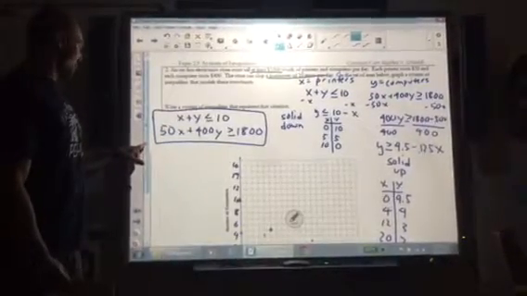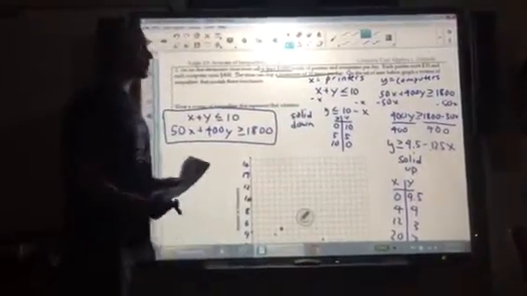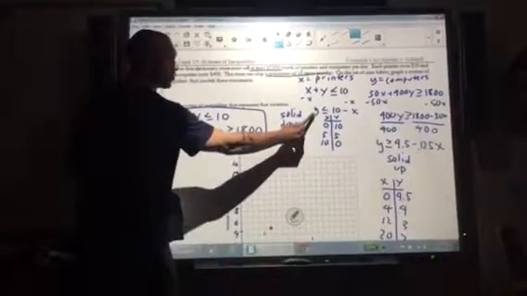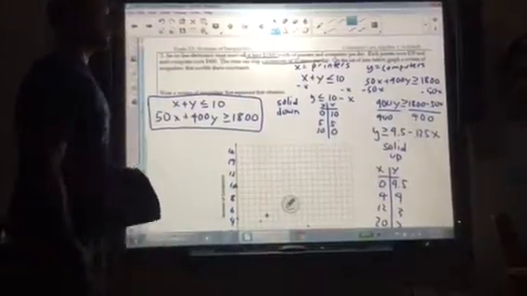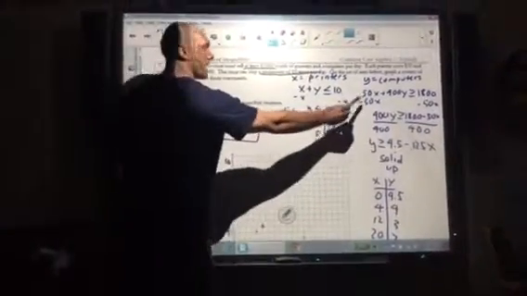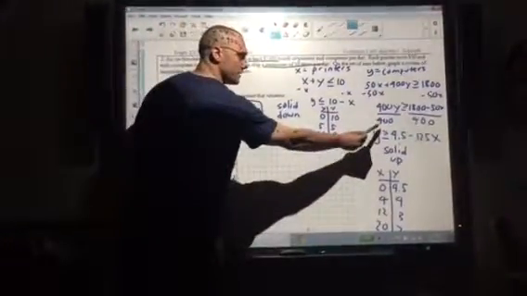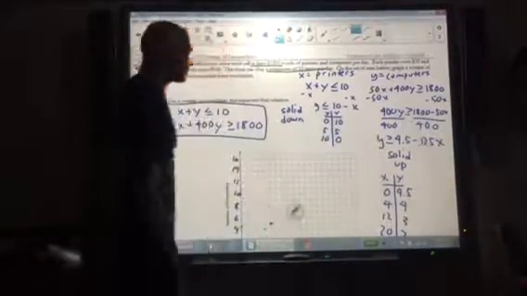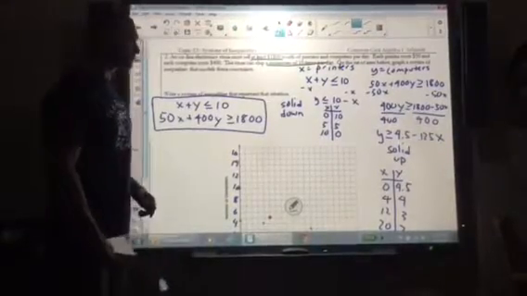Now, we're going to need to graph that. So I'm going to move over here. So when we're graphing it, the first thing I want to do is solve both of them for y. So here I had to subtract x from both sides. So I get y is less than or equal to 10 minus x. Now the other inequality, I have to subtract 50x from both sides and then divide by 400. So I get y is greater than or equal to 4.5 minus 0.125x.